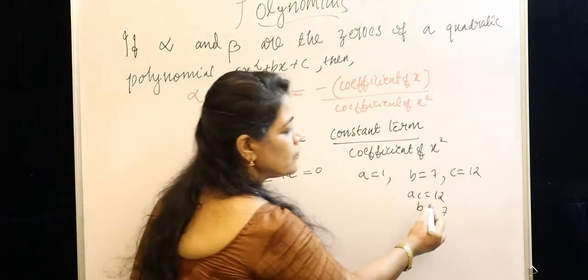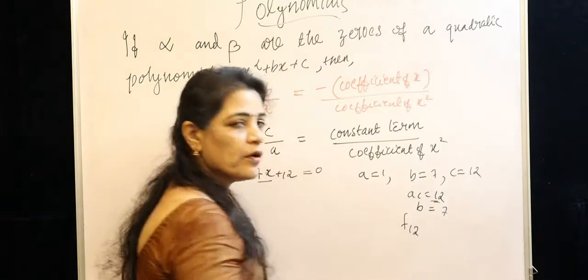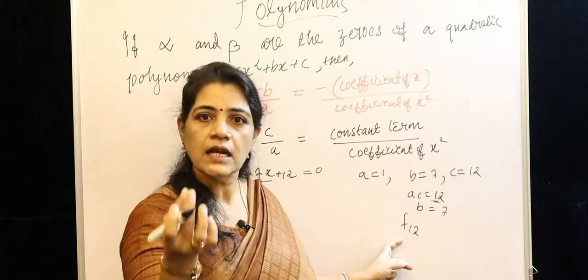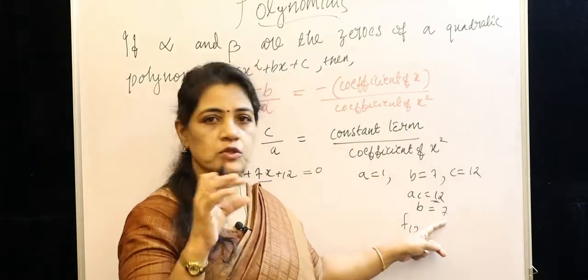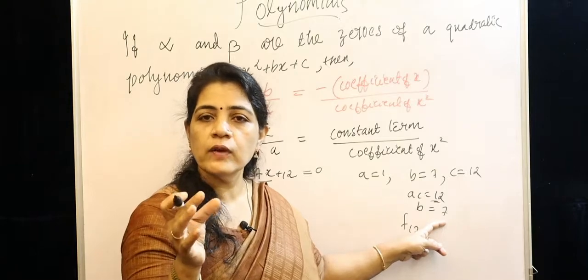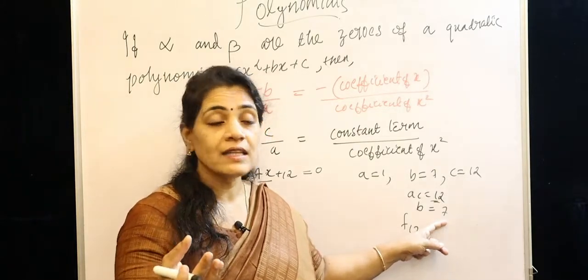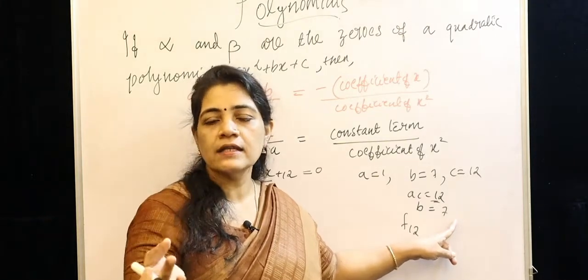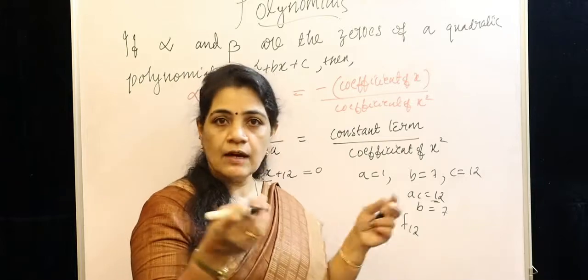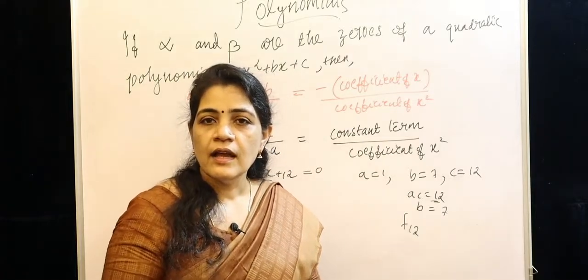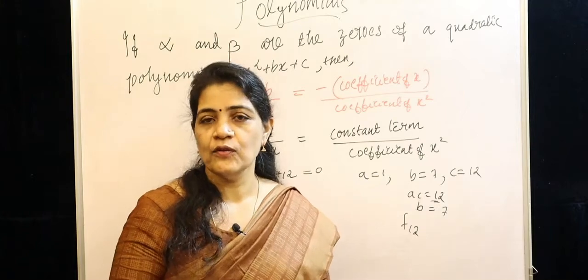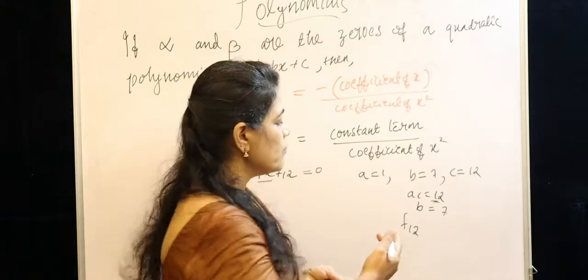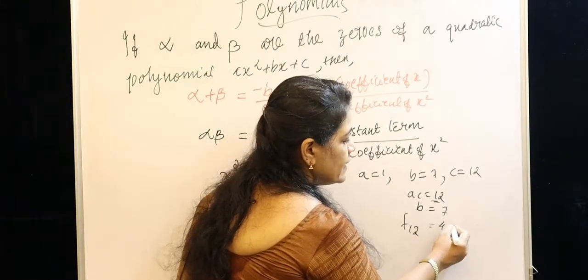So the factors of the product 12, which I have simply written with the symbol f, F of 12 indicates the factors of 12, must satisfy these two conditions. If you take 1 and 12, they are factors of 12, but their sum will not be 7. 2 and 6 are also factors, but 2 plus 6 is not 7. But if we take 3 and 4, we get the sum as 7 and, at the same time, the product 12. So the factors are 4 and 3.